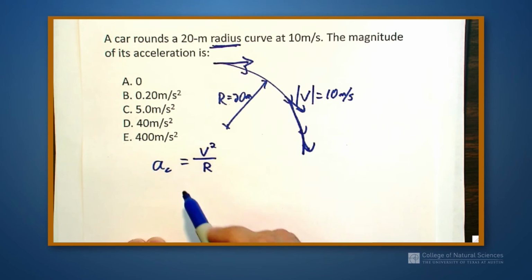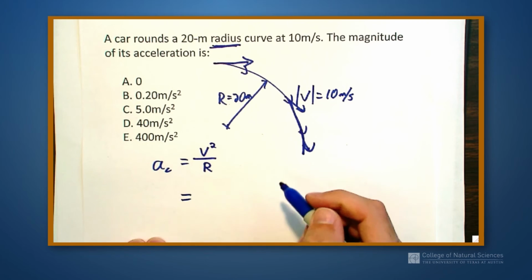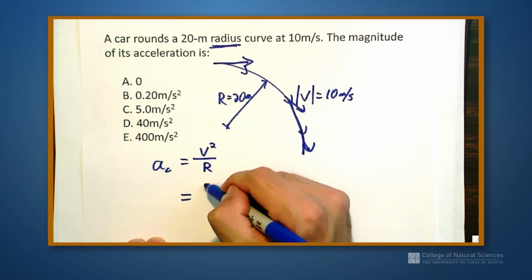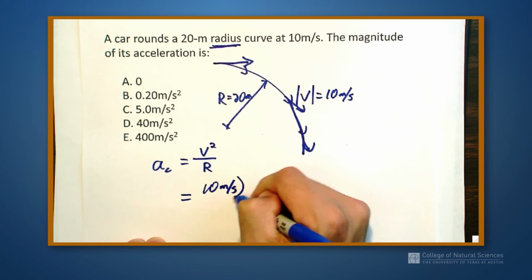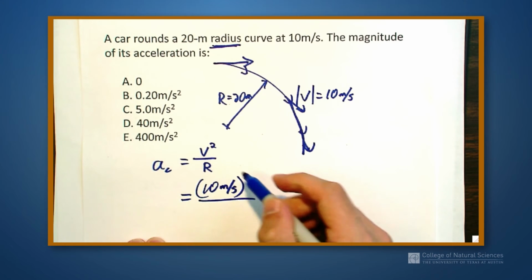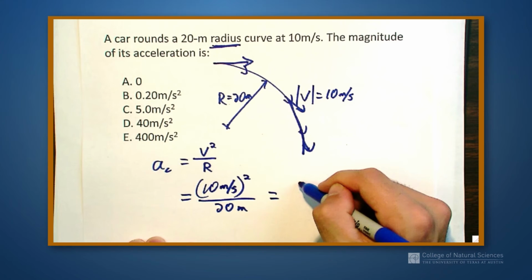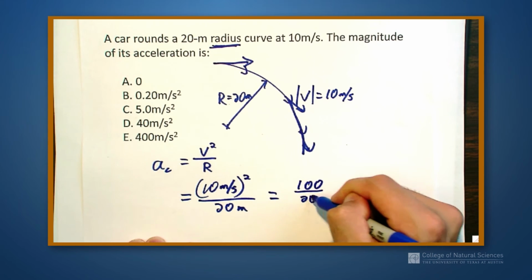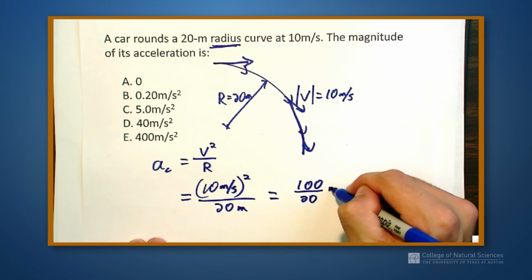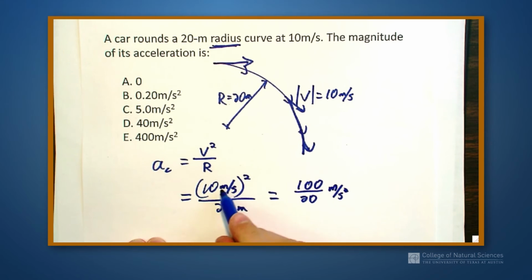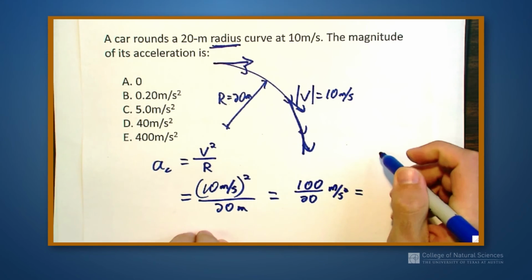Okay, so let's go through, plug in some values for this. It says that we have 10 meters per second, quantity squared, and we're going around a curve of 20 meters in radius, which is 100 over 20 meters per second squared. Meters squared, seconds squared, divide by meters. My units still work out.